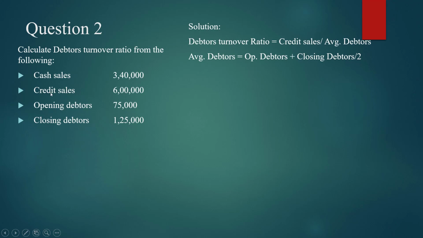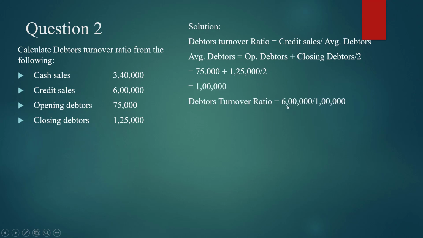In case there is any bills receivable mentioned in the question, that also has to be added under the average debtors. But in this question, there are no bills receivable, so we will ignore it. Now, credit sales is directly given in the question. There is nothing to calculate here. 6 lakh rupees is given. Cash sales is 3,40,000, but this cash sales will not be taken into consideration for calculating the debtors turnover ratio. We'll take only and only the credit sales. So credit sales is already given in the question.